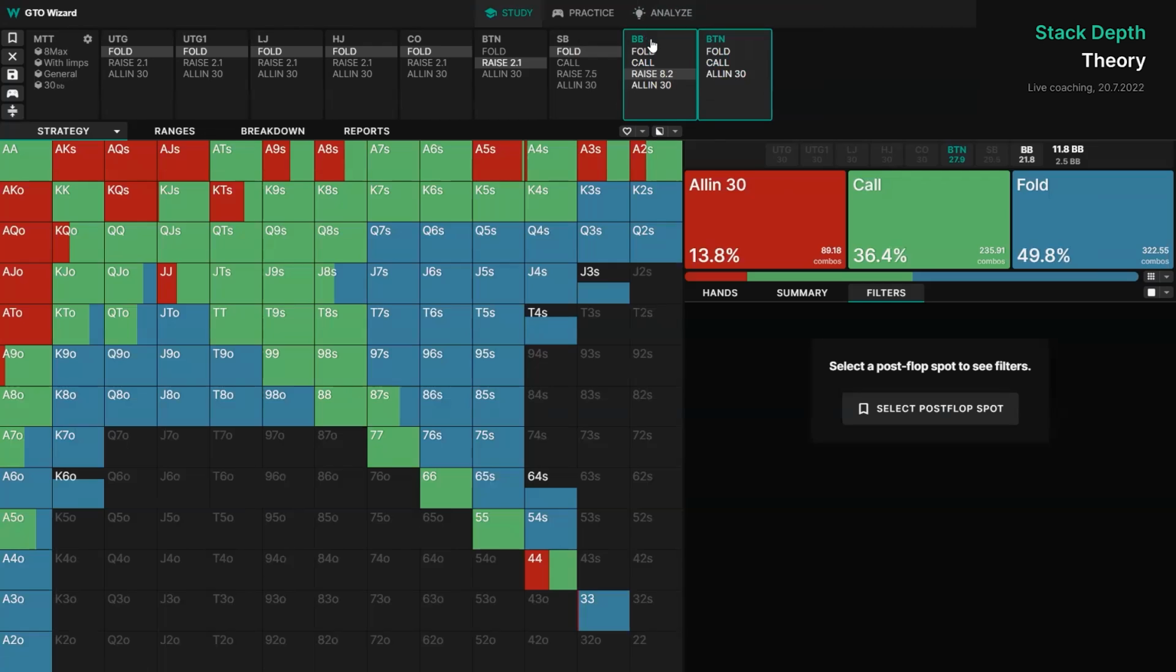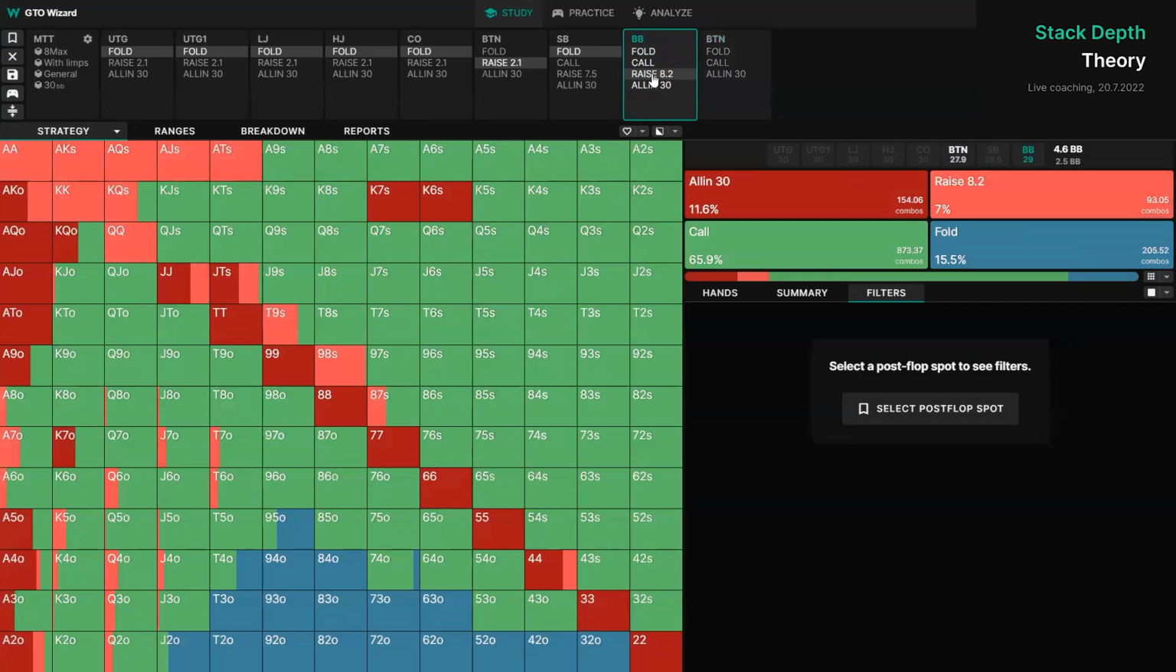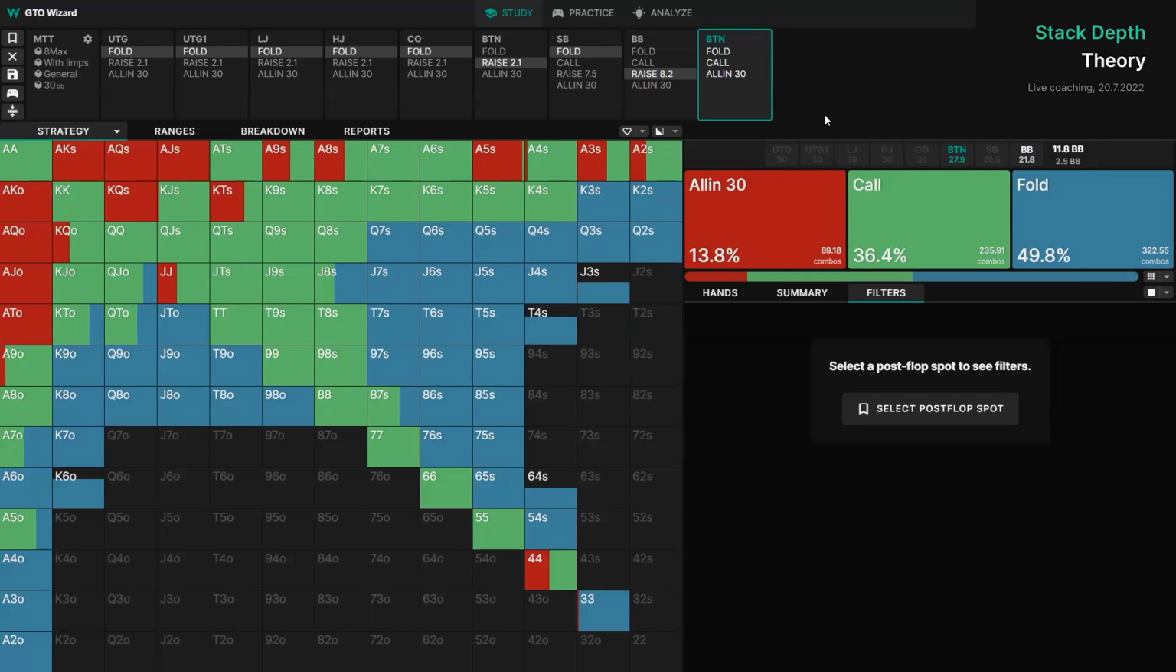Here we have button open, big blind has 3-bet. And again, they 3-bet relatively small because it's only 30 big blinds effective. So they make it from 2 to 8. If this were deeper, you would see the big blind 3-bet much larger, but they don't want to give button a great price on a shove. So the hands that do 3-bet to a small size go here. So they 3-bet to 8.2.